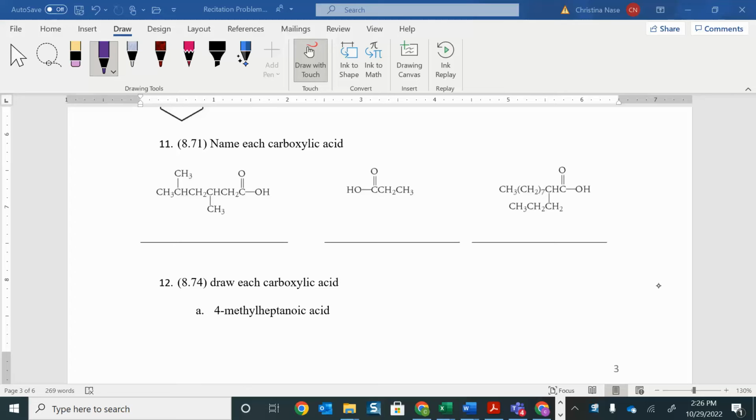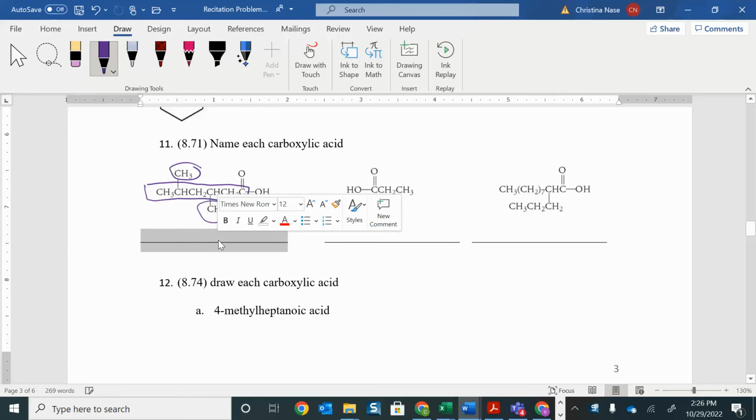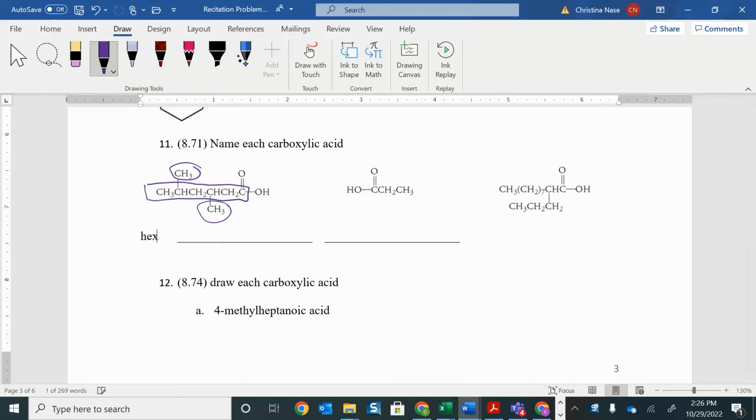So we have 1, 2, 3, 4, 5, 6. Our longest continuous chain here is 6. These are my substituents. If my longest continuous chain has 6 carbons in it, if it was an alkane, I would just call it hexane. But since it's a carboxylic acid, I'm going to drop that E and change it to oic acid. So there I have hexanoic acid. It does not need to be capitalized.